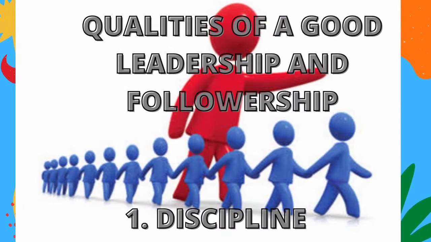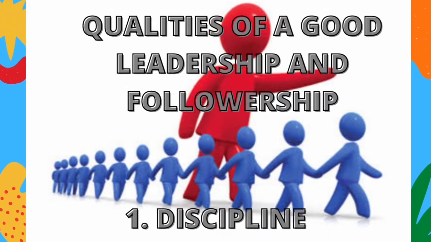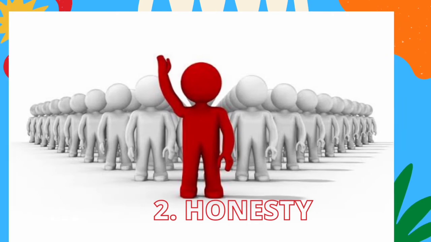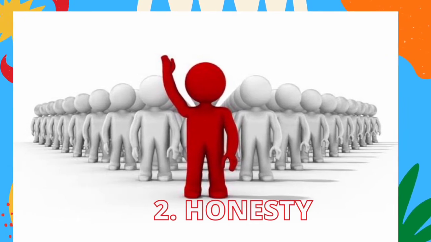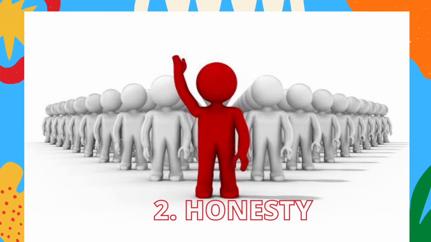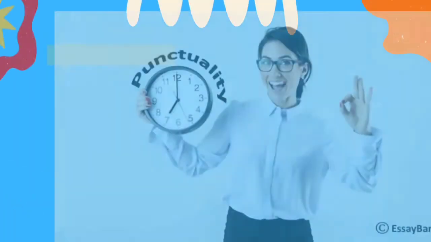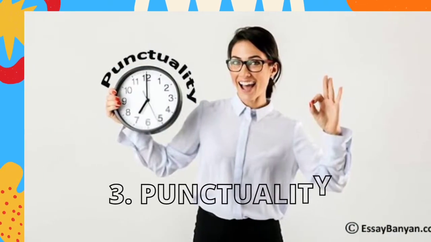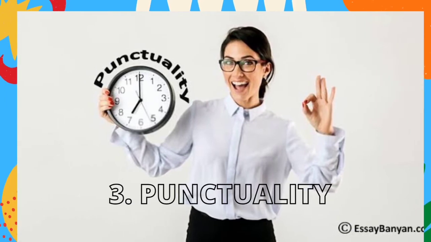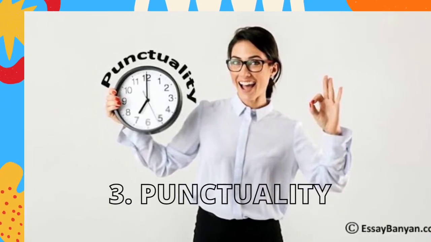Then let's look at the qualities of good leadership and followership. 1. Discipline. This means self-control. A good leader will lead by example. 2. Honesty. This means to be truthful and trustworthy. A good leader and follower should not tell lies, but speak the truth always. 3. Punctuality. This means to be time conscious. A good leader and follower go to school, office, events, meeting on time.